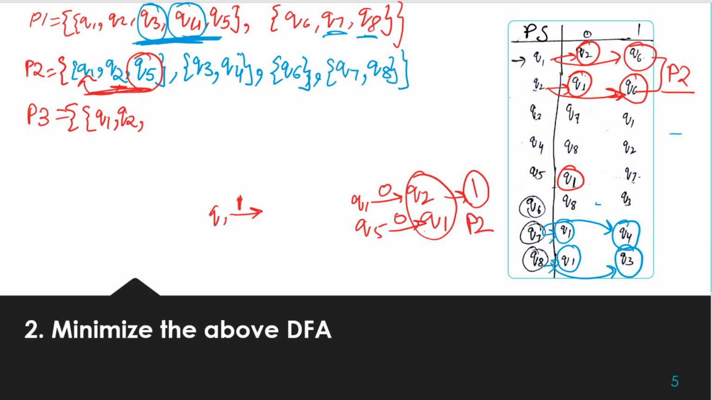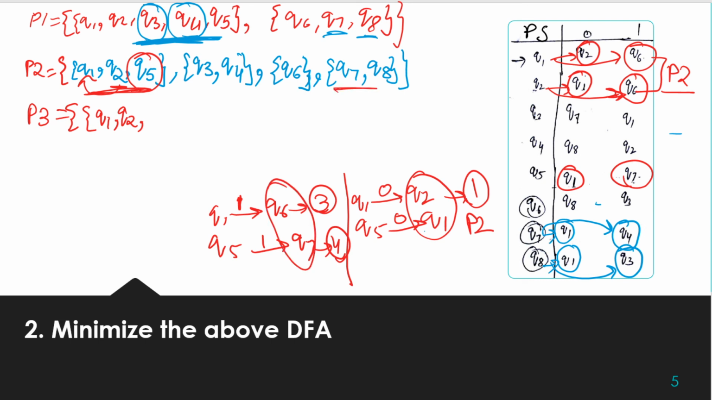For input symbol 1, from Q1 we are moving to state Q6, and from Q5 we are moving to state Q7. Now, here we have a variation of groups, because Q6 is part of the third group in partition 2, and Q7 is part of the fourth group in partition 2, and both states are part of different groups in the previous partition. So we can say that Q5 is not compatible with Q1 and Q2, so it should be kept separate.